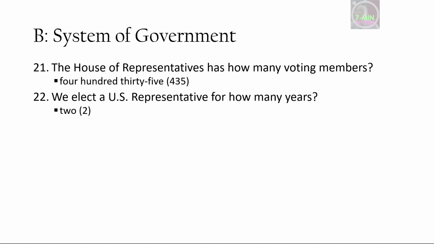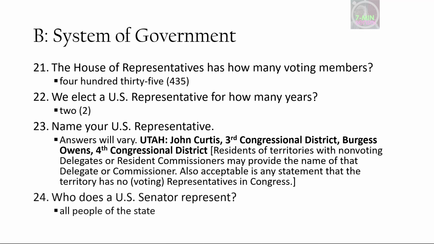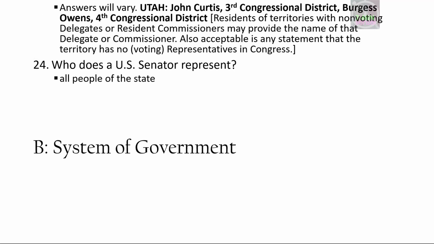2. Name your U.S. representative. Answers will vary. Utah, John Curtis, 3rd Congressional District, Burgess Owens, 4th Congressional District. Who does a U.S. Senator represent? All people of the state.